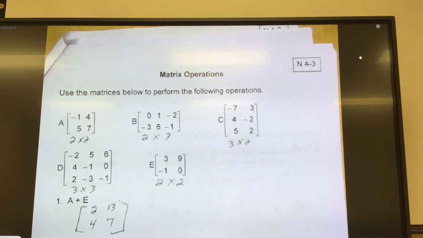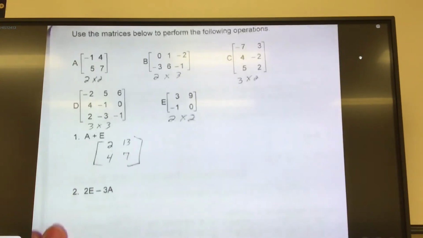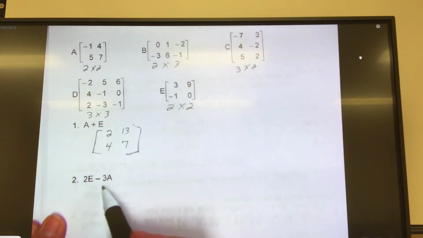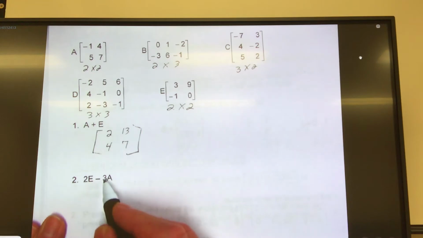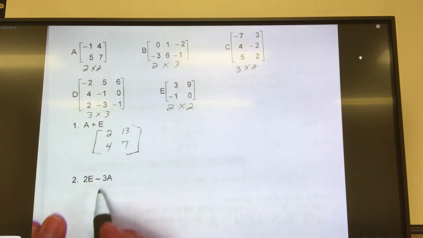Okay, taking a look at the next one, number 2. It's saying 2 times E minus 3 times A. My recommendation on the second one is to distribute through by -3, so we use up the negative. We can only use the minus once. And now I can make it a plus, so it becomes just like number 1.